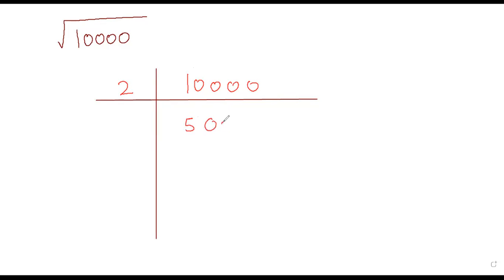सबसे पहले मैं 2 से शुरू करूंगी तो मेरे पास क्या आएगा? 10,000 divided by 2 would be 5,000. 5,000 divided by 2 would be 2,500. 2,500 divided by 2 would be 1,250. 1,250 divided by 2 would be, yes, 625. अच्छा, 625 के बाद can I go with 2, 3? कौन सा number use करूंगी मैं अब? Can anyone tell me? Yes, what number should I use for this one?